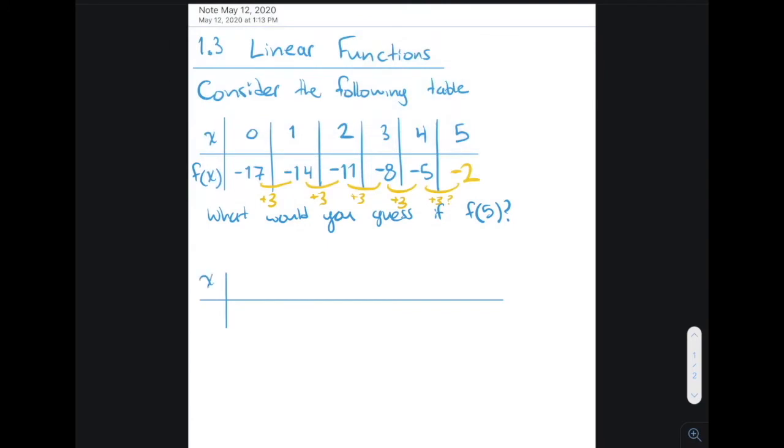Let's look at another function. Let's use g of x. Let's consider g of negative 2 to be 9, g of 0 to be 7, g of 1 to be 6, g of 2 to be 5, and g of 5 to be 2. Our question will be then, what is g of 6?